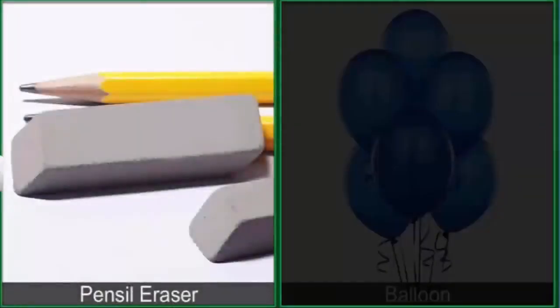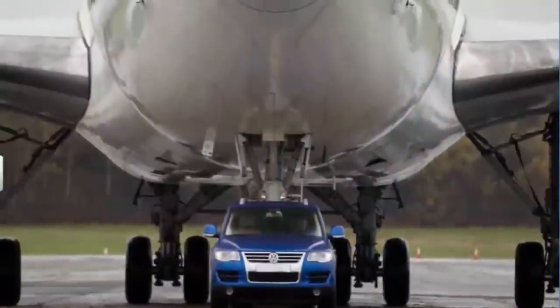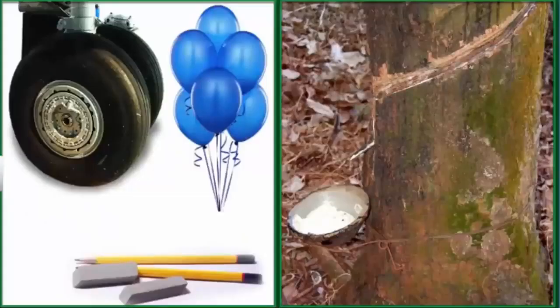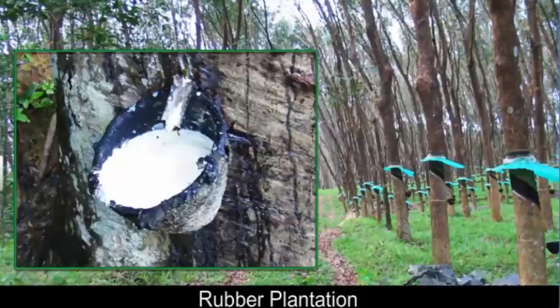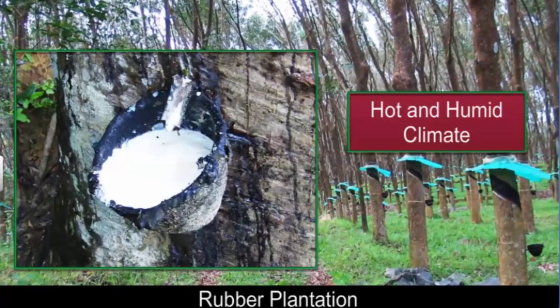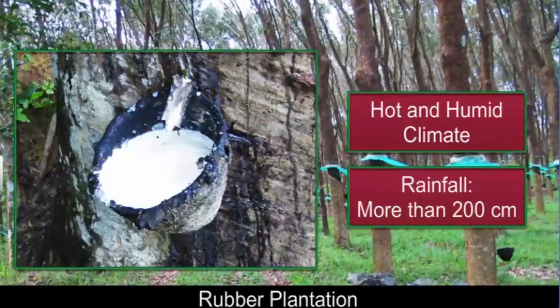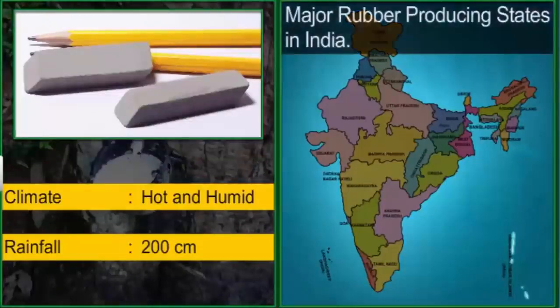The pencil eraser you carry in your pencil box and the balloons that you put up in a birthday party are made from the same material that is used in making the tires that take the enormous weight of a jumbo jet. This material is called latex and is derived from a non-food plantation crop called rubber. Rubber trees grow well in regions with hot and humid climate and over 200 centimeters of rainfall every year. Kerala, Tamil Nadu, Karnataka, Meghalaya and the Andaman and Nicobar Islands are the major rubber producing regions in India.